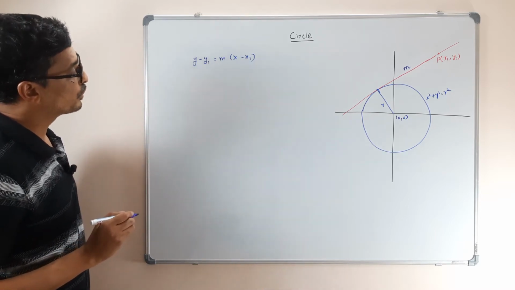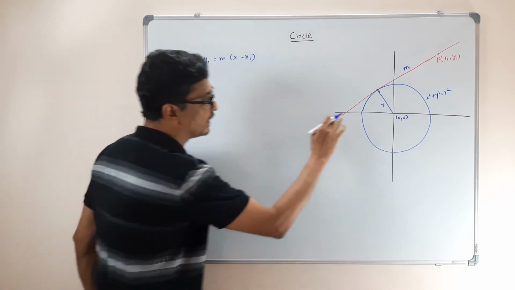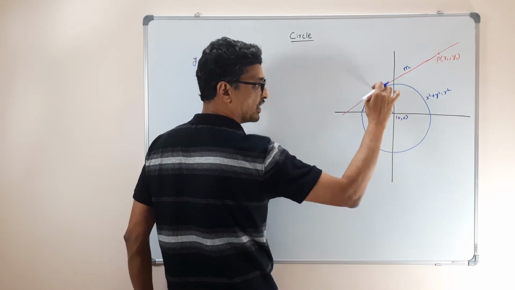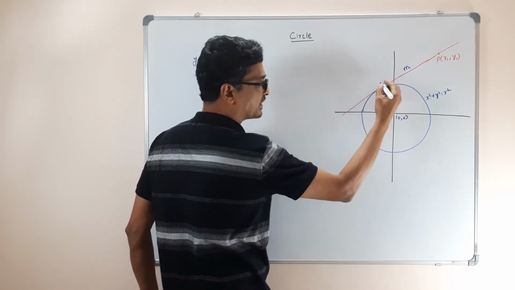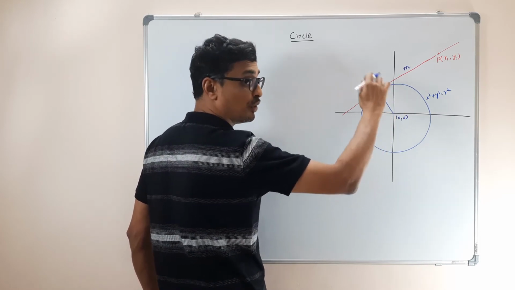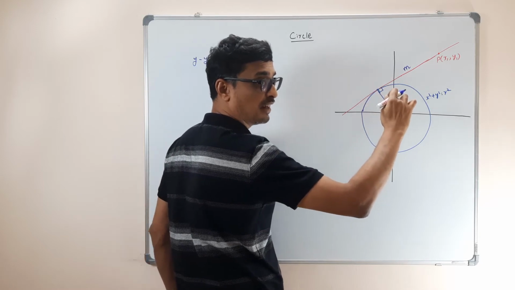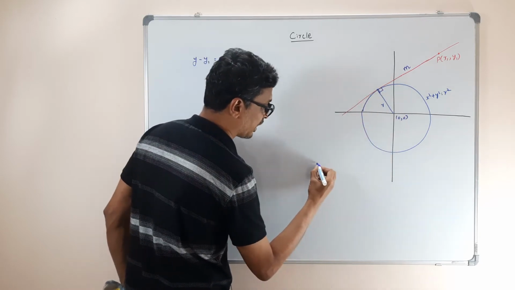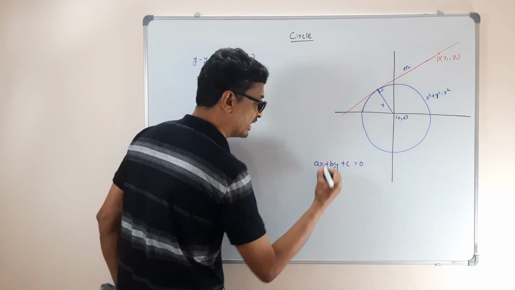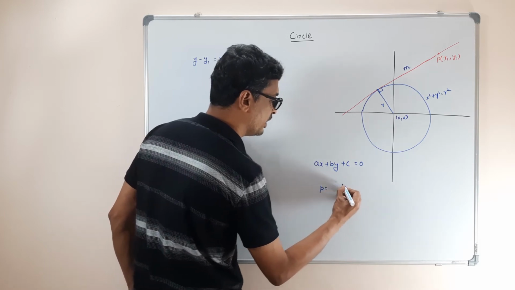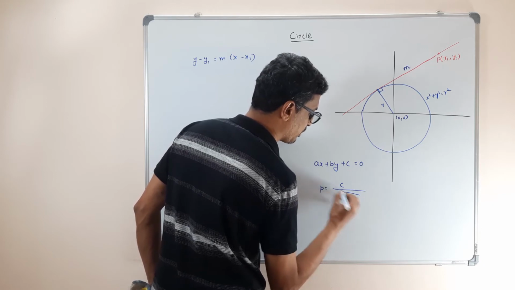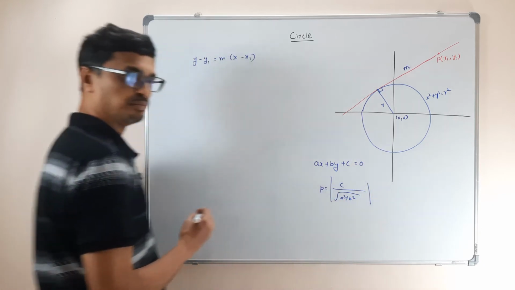Now I am asking you the question: what is the distance of this line from the center? That should be the radius, because this is a perpendicular distance. You have found the formula for the distance of a straight line from the origin. If your given line is ax plus by plus c equal to 0, the distance p from the origin will be mod of c divided by root of a square plus b square, and here the mod is because distance is always positive.